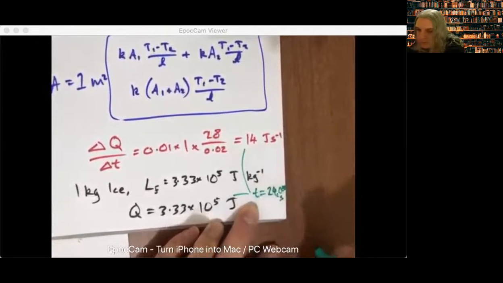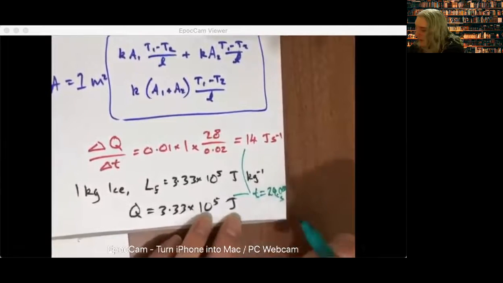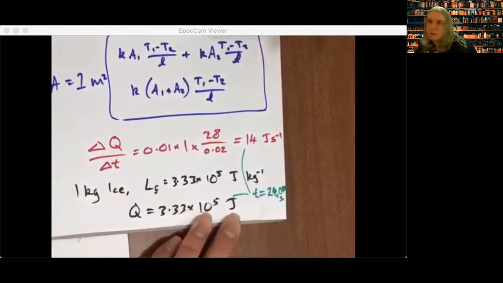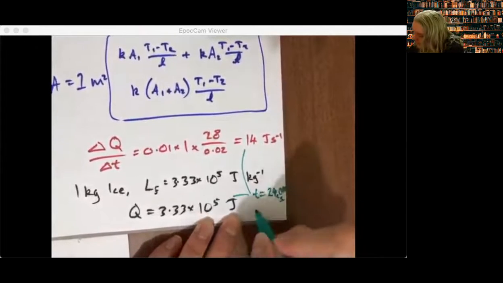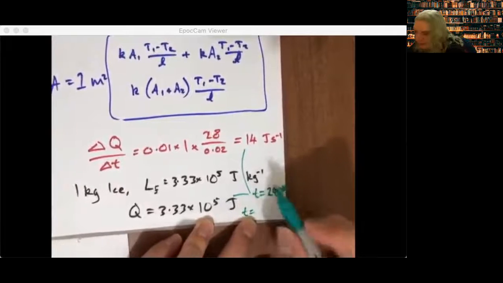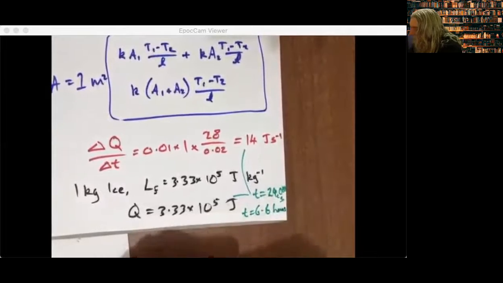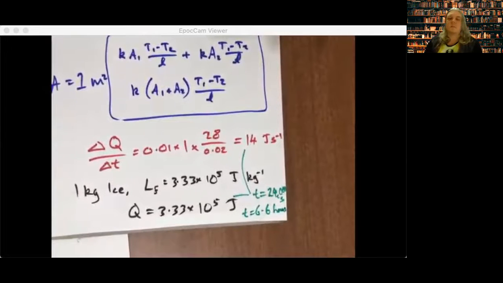24,000 seconds. Which, if you turn it into hours, because that's more useful, if I tell you 24,000 seconds, most people don't have a feeling for how long that takes, but it actually ends up being 6.6 hours, right? Or just over 6.5 hours. So six hours and 35 minutes or something. So just over 6.5 hours. That's how long it would take to melt 1 kilo of ice.